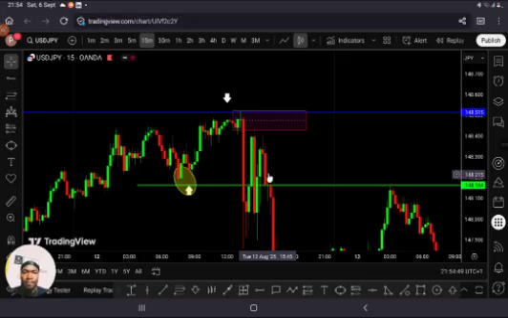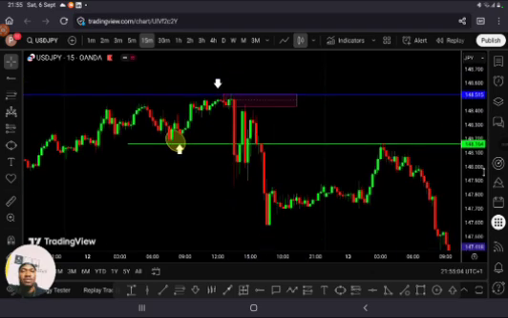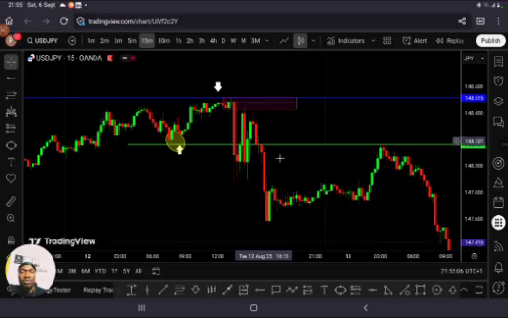By what time? This is happening in the New York session. This one was by 1:30. So this is happening by 2:30. After 1 hour, this one is by 3:30. And after this, can you see this evening star? Price now went down. It's as simple as that. It keeps repeating itself over and over and over again.